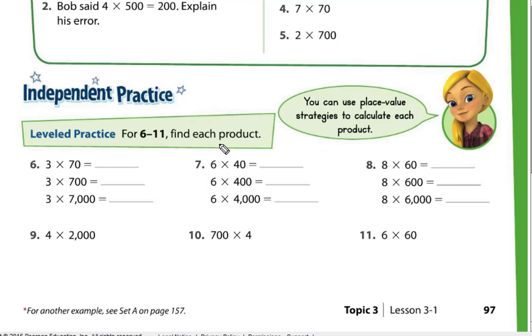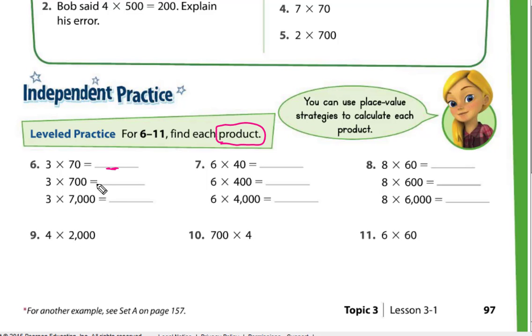Abdurrahman, I want you first to read the question. Find what? Which product? What's the meaning of this word, product? This is the answer of multiplication. So the product is 3 times 70. What about 3 and 70? They are factors. So 3 and 70 are factors, and the answer is called the product.